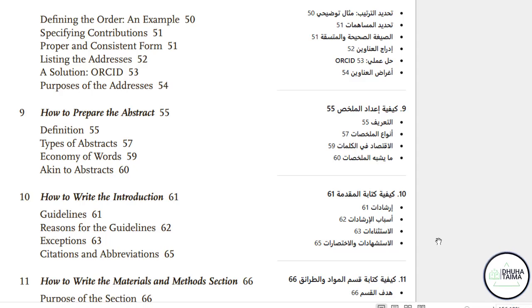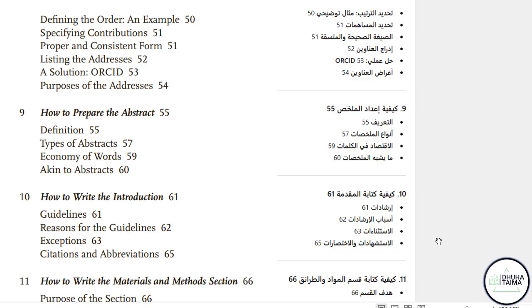9. How to prepare the abstract. Definition. Types of abstracts. Economy of words. Akin to abstracts.